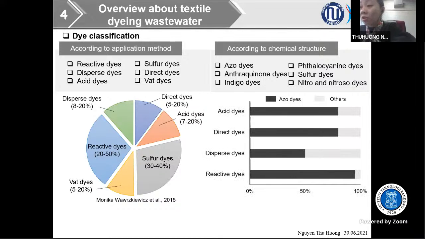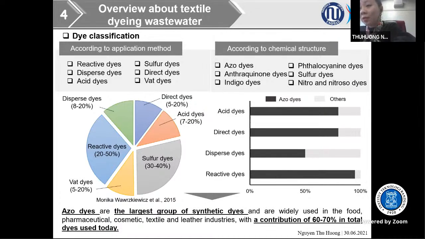The bar graph shows the contribution of the azo dye to each dye type in the pie chart. As you can see from the graph above, the azo structure contributes 50 to 95% of the dye needed. In particular, 95% of current reactive dyes are azo dyes. In other words, azo dye is the largest group of the synthetic dyes, with a contribution of 16 to 70% in the total dyes used today. So our research focuses on these types of dyes.